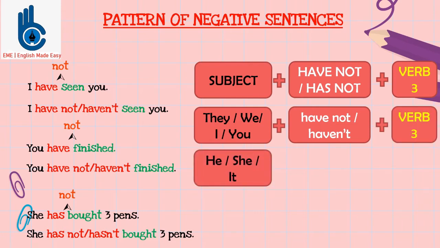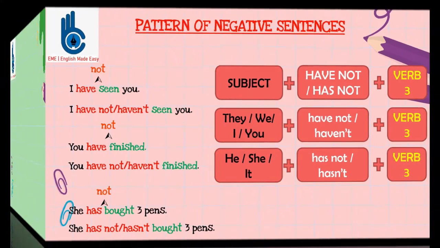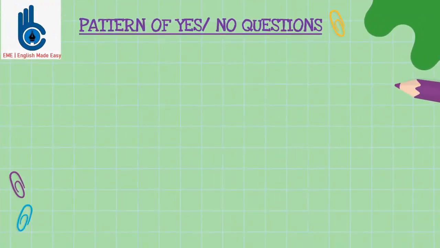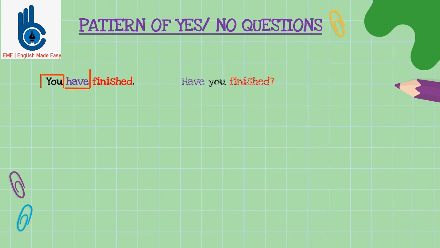And if the subject is he or she or it, we use has not or hasn't, followed by verb 3. Now the pattern of yes-no questions in present perfect. If you want to make the question, it is simply by exchanging the position of subject and have or has.